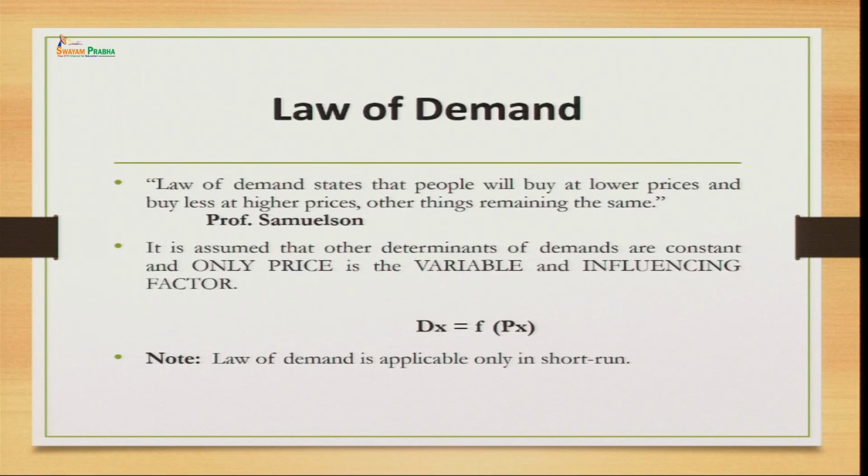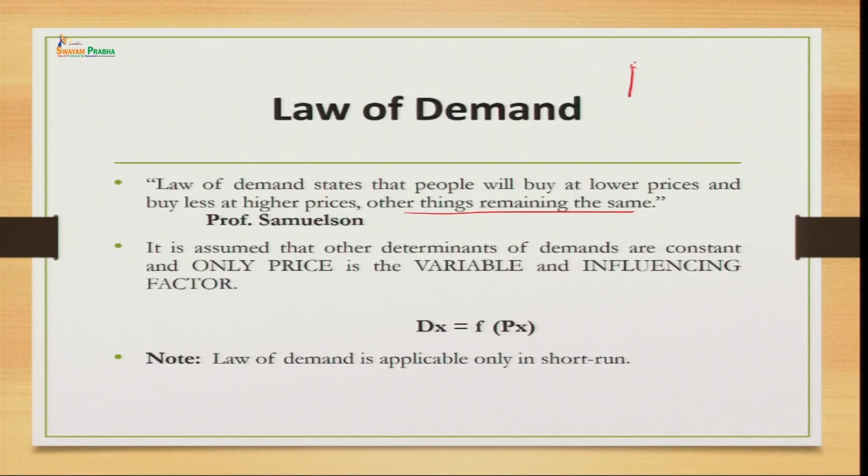So, what does that mean? That whenever the prices are low, people will demand more, and whenever the prices are high, the demand will be less, keeping other things same. And what are these other things? The determinants which can affect the demand. So, it is assumed that other determinants of demand are constant, and only the price is the variable and the influencing factor. So, we are only studying the impact of price over the demand.